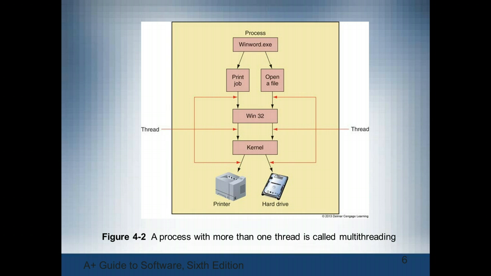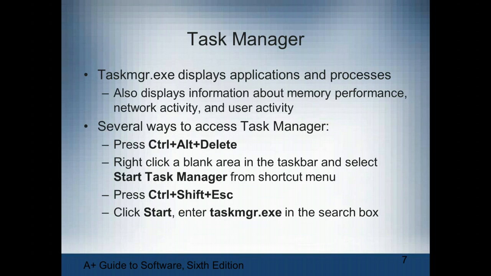Now if you hit the Control-Alt-Delete keys, it brings up the Task Manager so that you can control the processes that are going on, the applications that are running in the system. The Task Manager displays applications and processes. There are several different ways to start it here: Control-Alt-Delete, right-click a blank area in the taskbar, Control-Shift-Escape. On the Start menu, use the Task Manager exit.